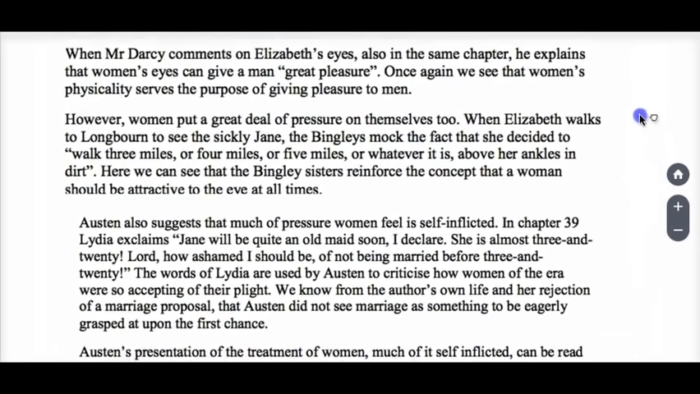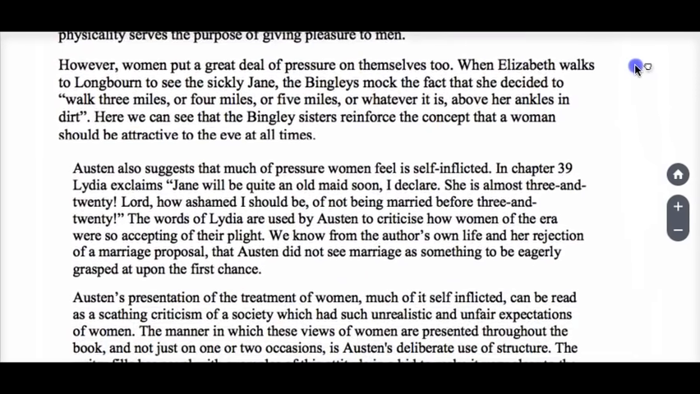However, women put a great deal of pressure on themselves too. When Elizabeth walks to Longbourn to see the sickly Jane, the Bingleys mock the fact that she decided to walk 3 miles or 4 miles or 5 miles or whatever it is above her ankles in dirt. Here we can see that the Bingley sisters reinforce the concept that a woman should be attractive to the eye at all times. Austen also suggests that much of the pressure women feel is self-inflicted.